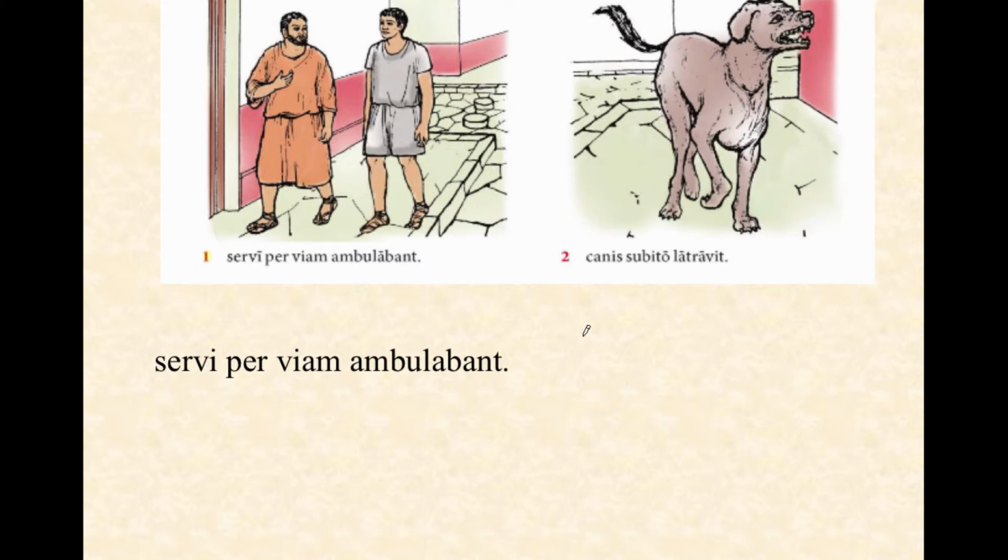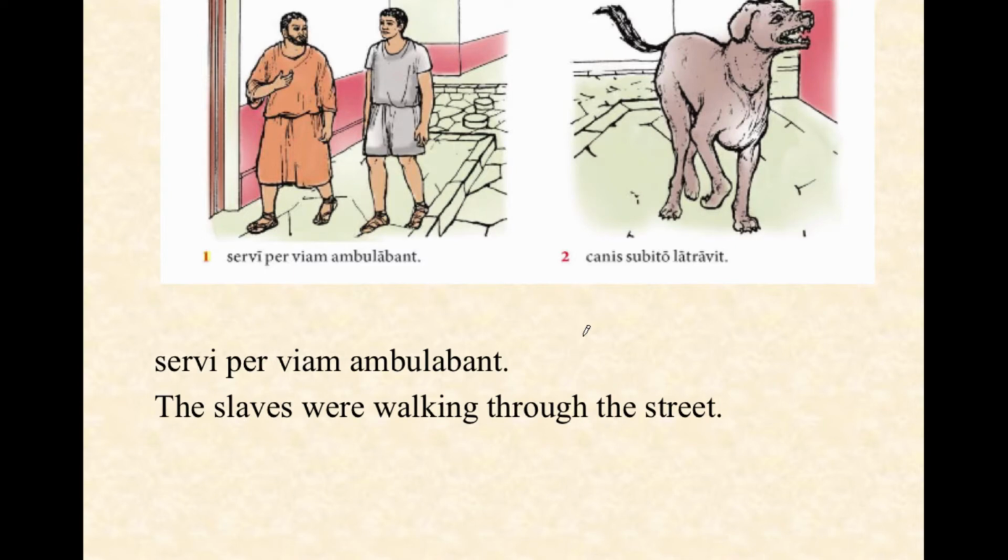Servi perviam ambulabant. The slaves were walking through the street. Okay, so when you see this bant ending, it's translated were walking. The NT is what makes it plural, but the BA is the mark of the imperfect of the verb, and it's was doing singular, were doing plural.